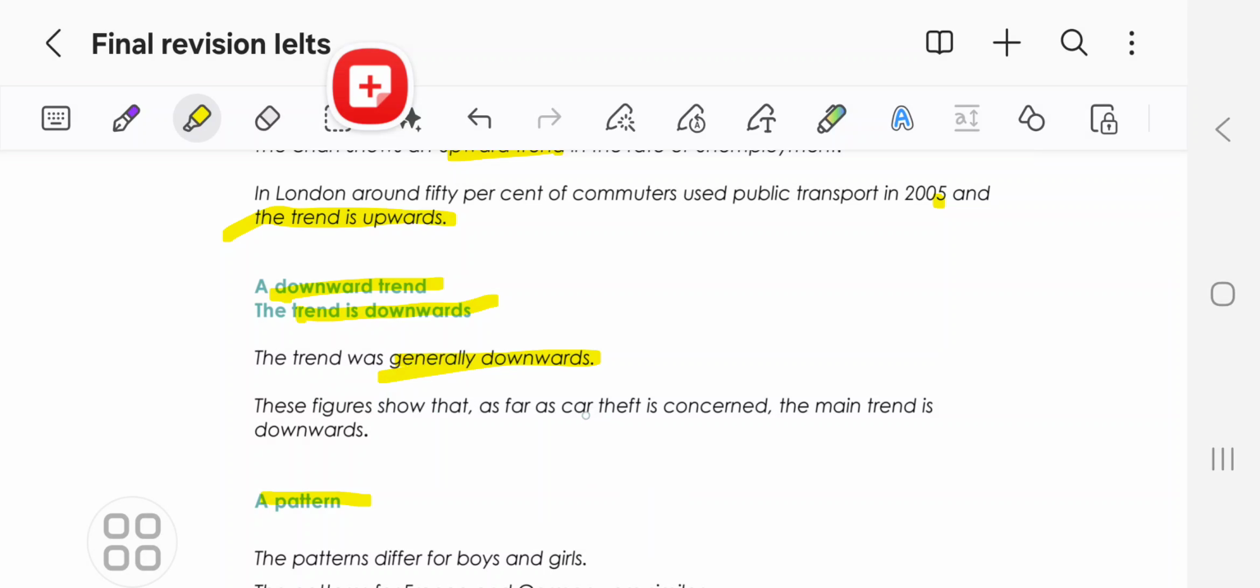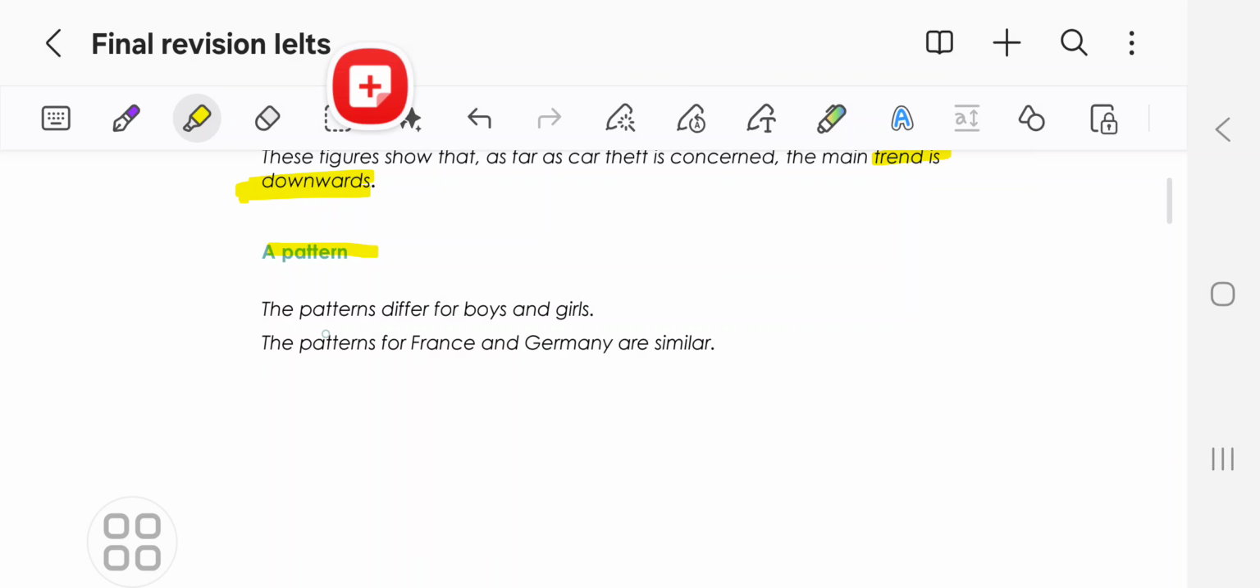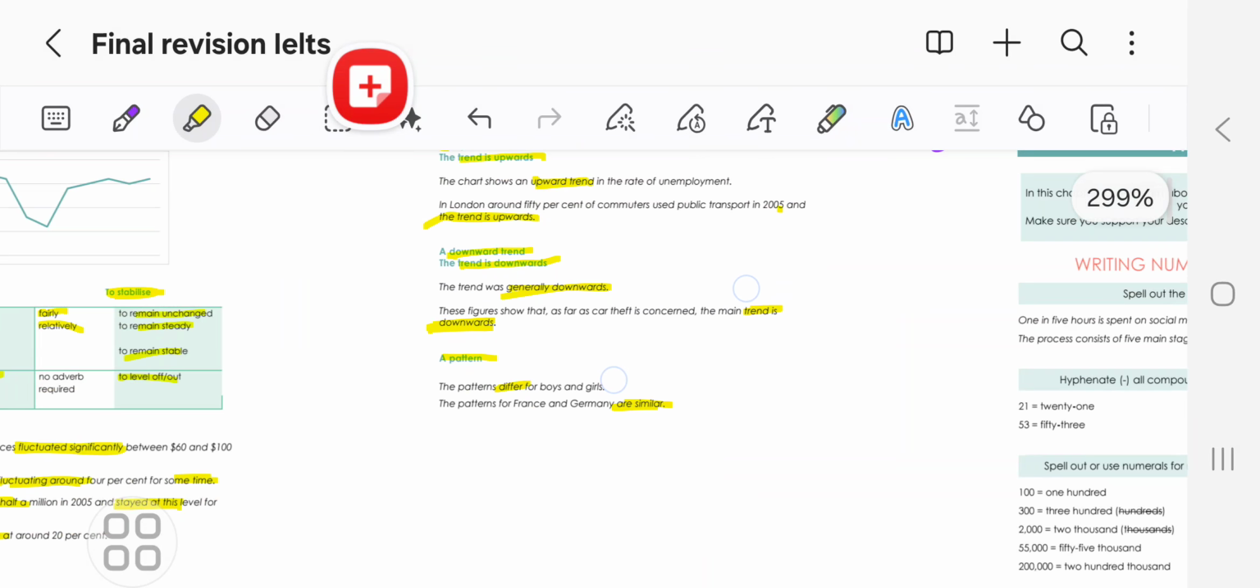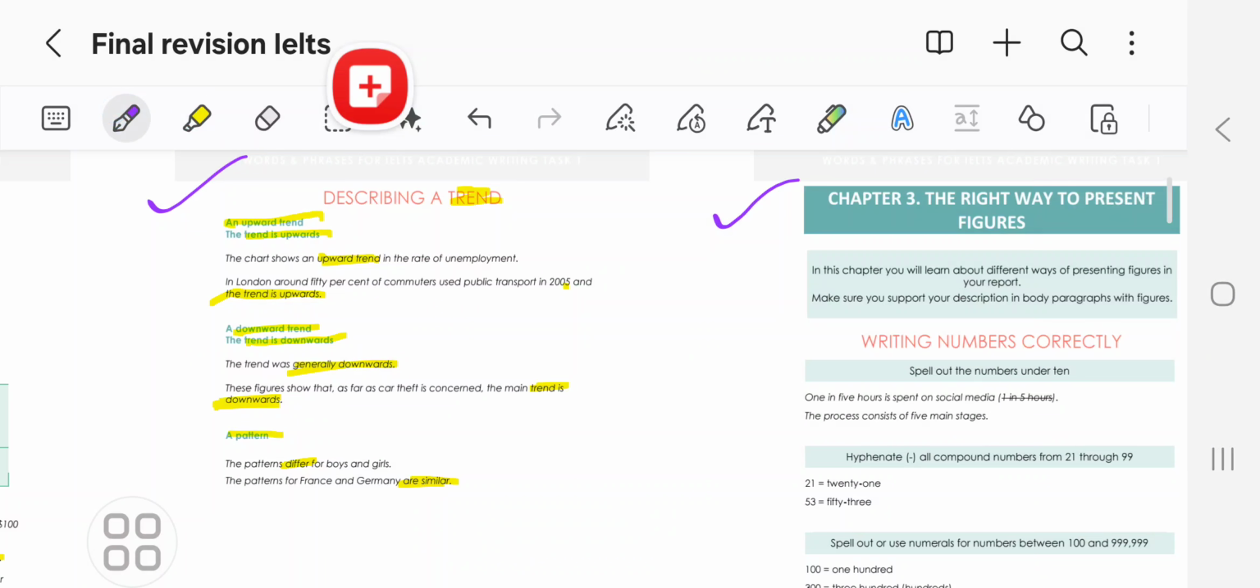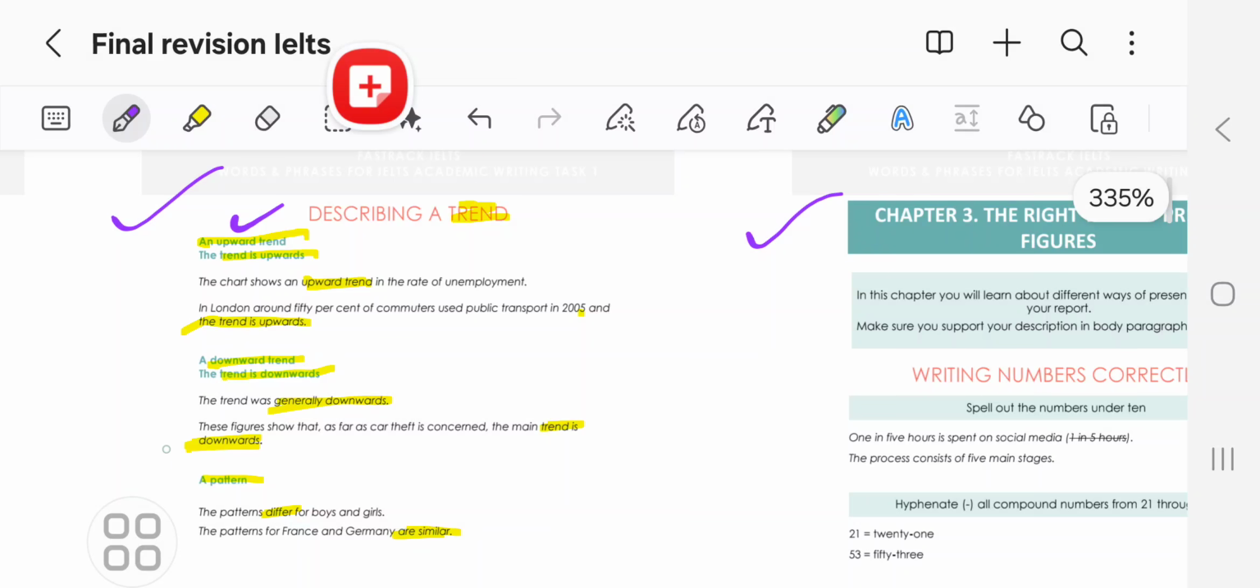The figures show that as far as car theft is concerned, the main trend is downward. At the end you can mention the pattern differs for boys and girls. The pattern for France is similar. The pattern differs or the pattern is similar. That's how you're going to mention the trend. So in the trend we talk about an upward trend, a downward trend. You can use it between sentences, like the chart shows an upward trend, and you can use it at the end, for example in London around 50% of commuters use public transport, and the trend is upwards, and if it is down you can say the trend is downwards. In the same way, there is a pattern: the pattern differs for boys and girls, or the pattern is the same. So you can use the same thing when you are mentioning the boys and the girls part.